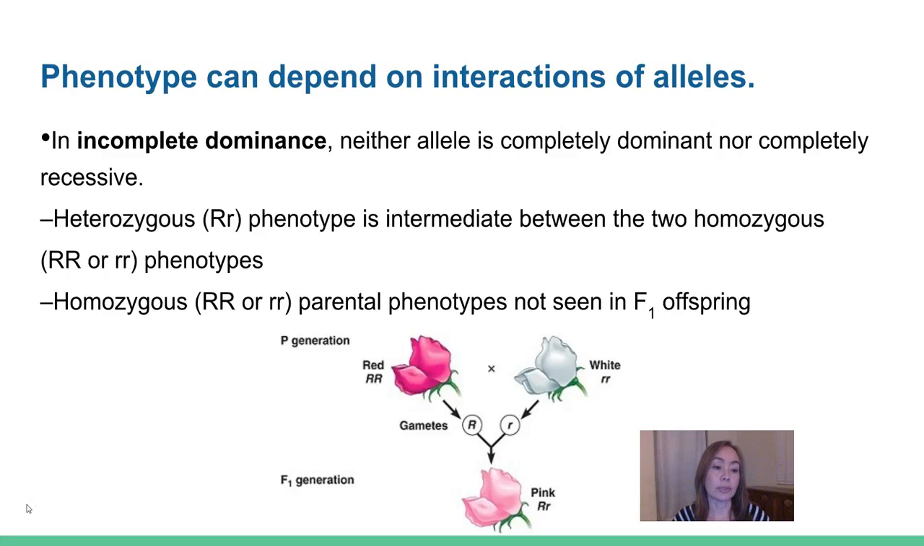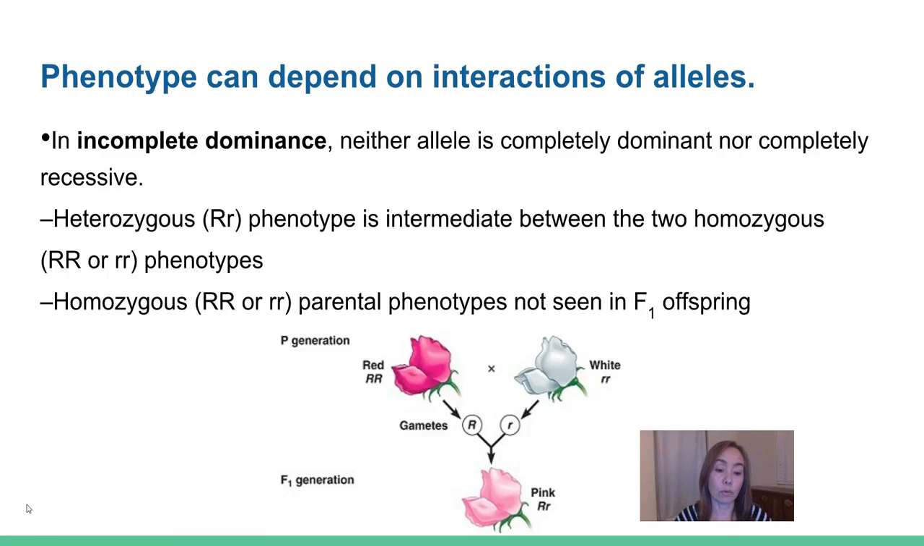Let's review a couple of terms, heterozygous and homozygous. Although they sound similar, their differences are determined by their prefixes, hetero meaning different, homo meaning the same. Heterozygous refers to having two different alleles, such as capital R and little r. Homozygous refers to having two of the same alleles, such as capital R, capital R, or little r, little r. A heterozygous phenotype is intermediate between the two homozygous phenotypes.